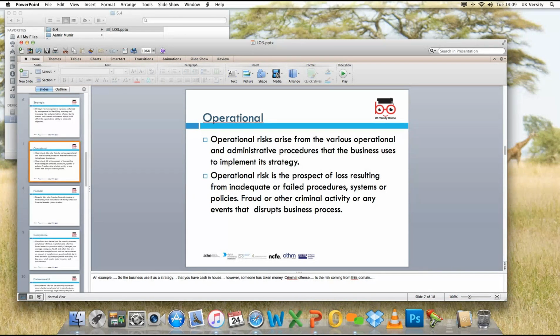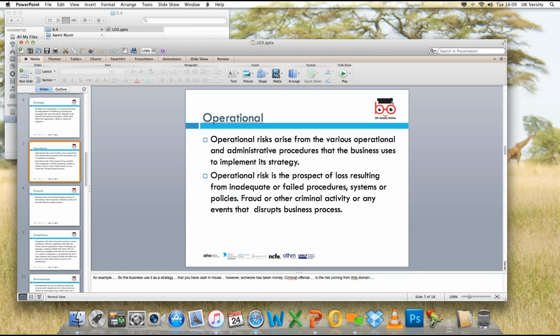So you've got operational risk, which arises from various operational and administrative procedures that a business uses to implement its strategy. Operational risk is the prospect of loss resulting from inadequate or failed procedures, systems or policies, like what you just said about the accident book. But this goes on to fraud, other criminal activity or events that disrupt the business process.